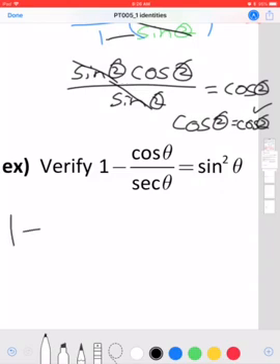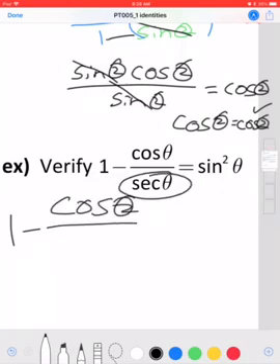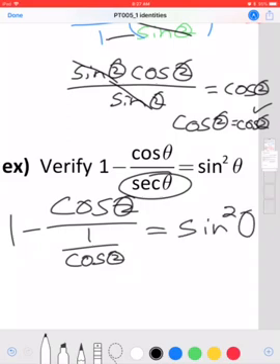Well, 1, that's same as it ever was. Cosine of theta, can't do too much with that. What about secant of theta? Can you rewrite that? Secant of theta, recall, we can rewrite as 1 over cosine of theta. And we're eventually going to say that this is equal to sine squared of theta. It's a good rule of thumb and a good strategy: just keep rewriting what it's equal to for the final answer.